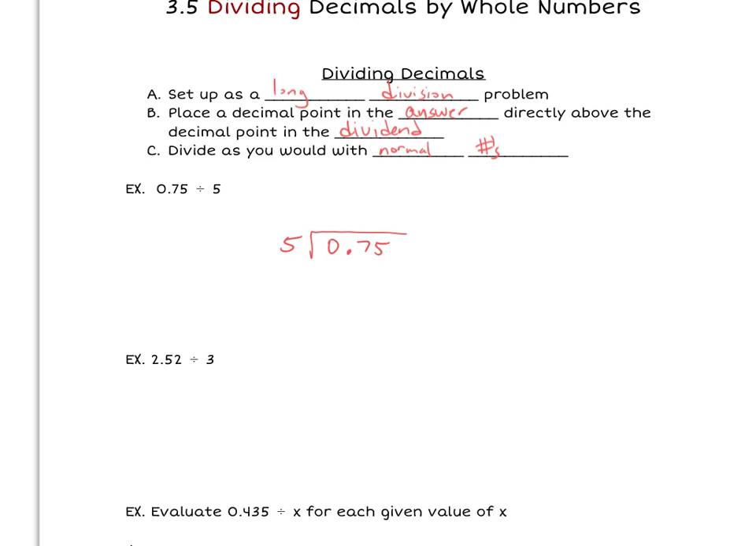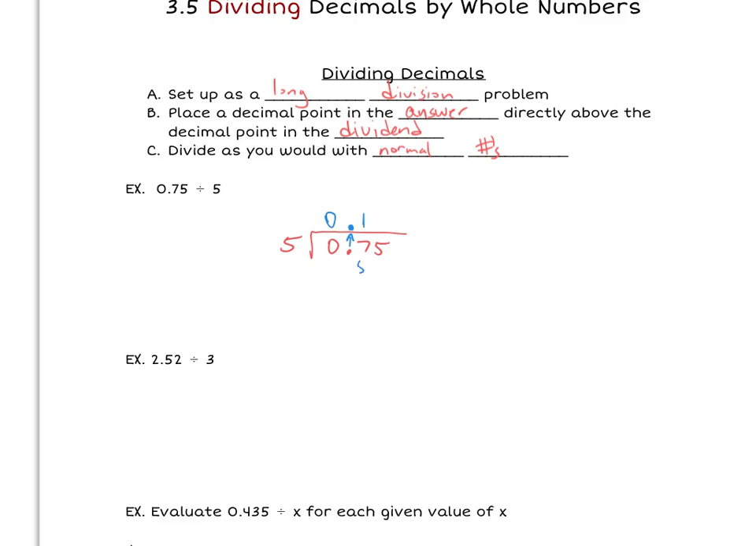Step 2 says take the decimal point and bring it straight up into the answer spot. That's where your decimal point is going to be. Then divide as normal, just like the decimal points are not there anymore. So 5, does it go into 0? No, 0 times, so you can put a 0 there. Then does 5 fit into 7? Yes, 1 time.